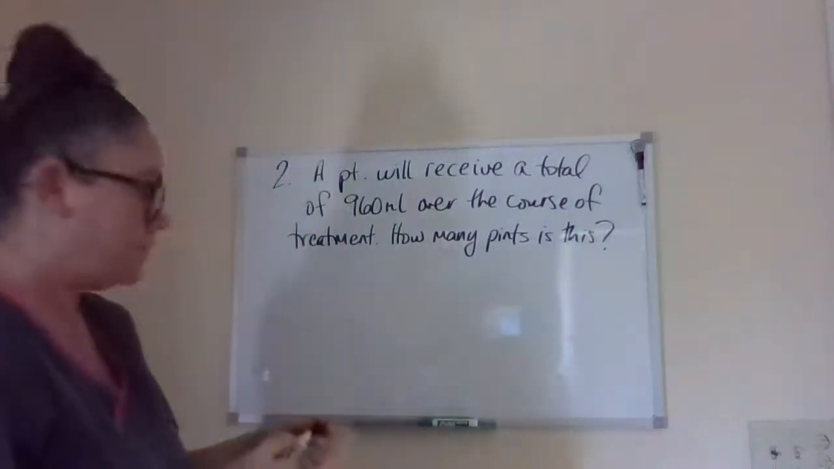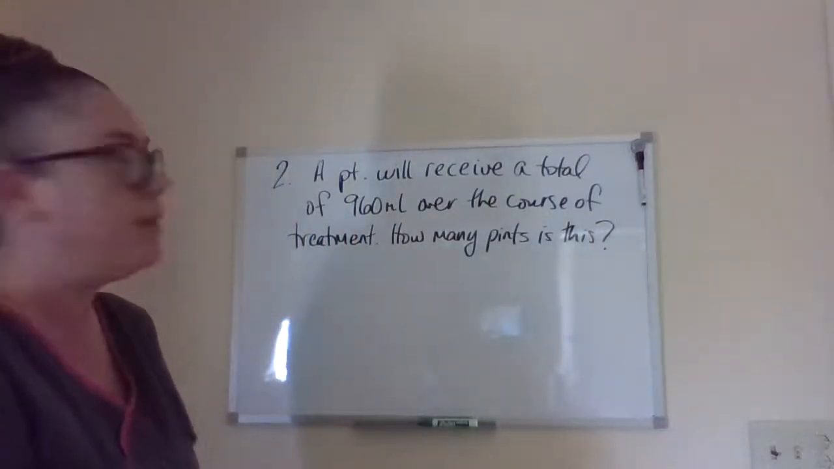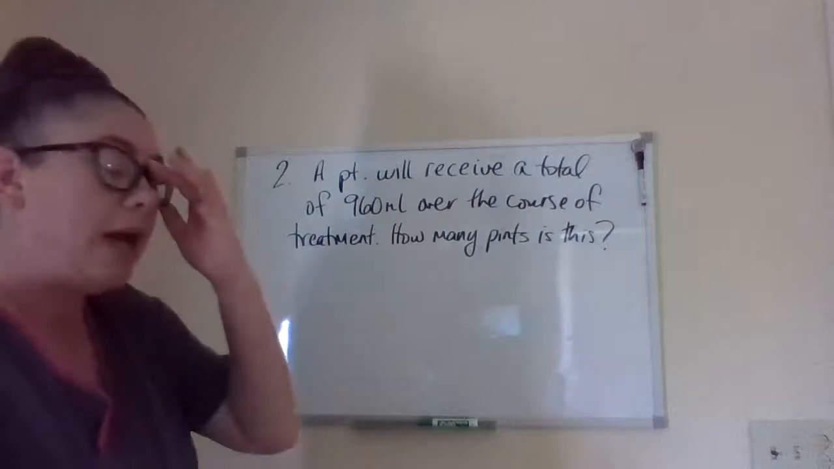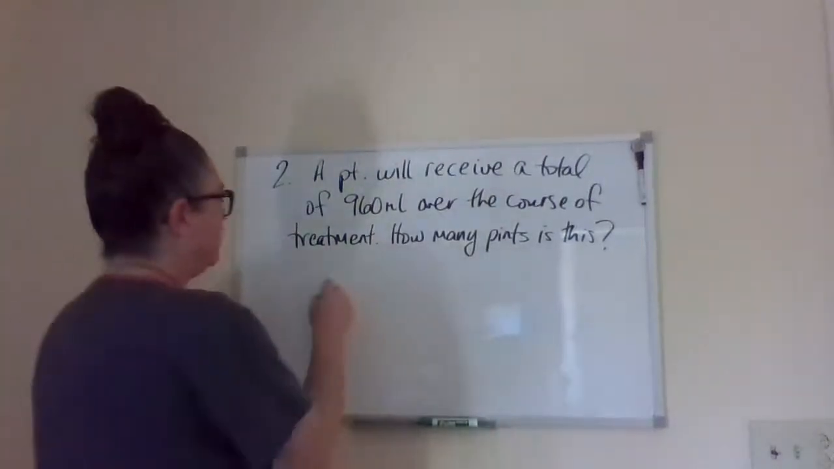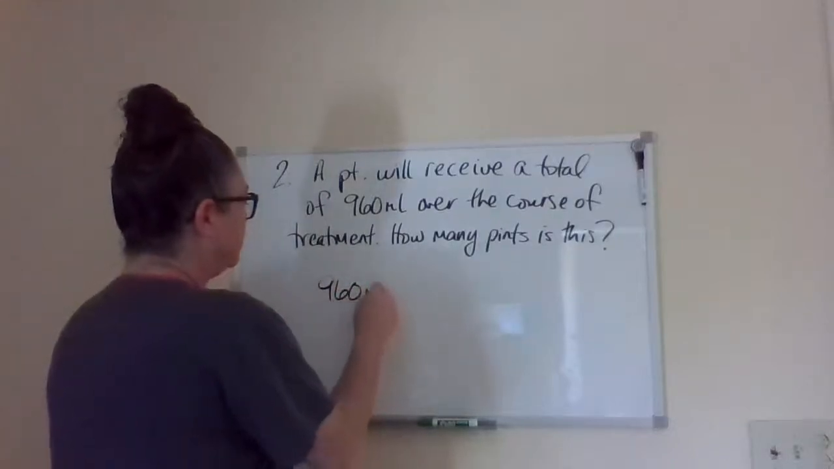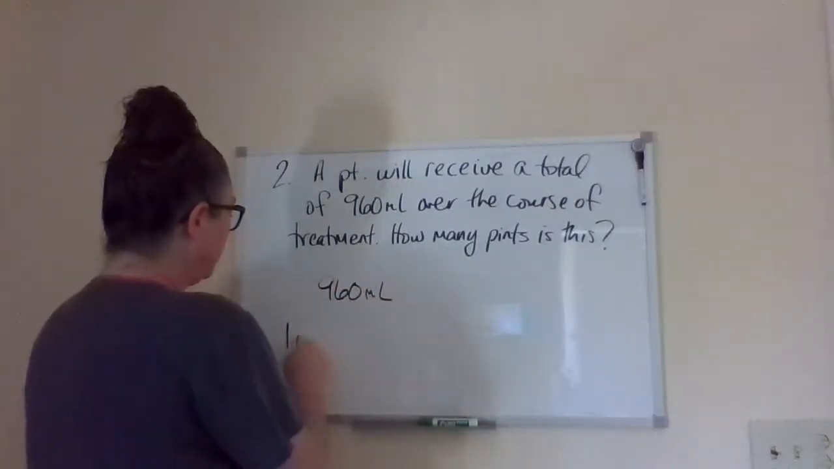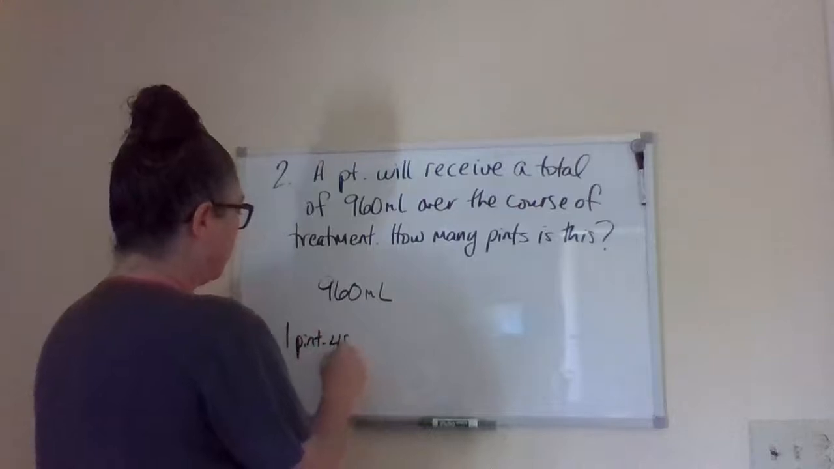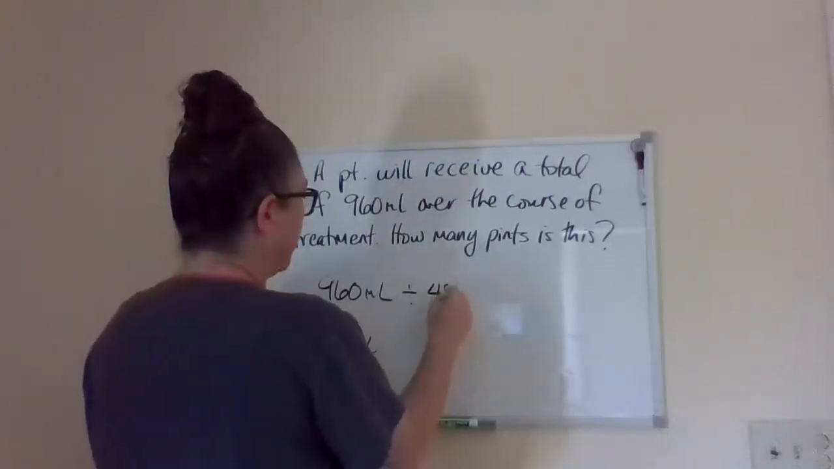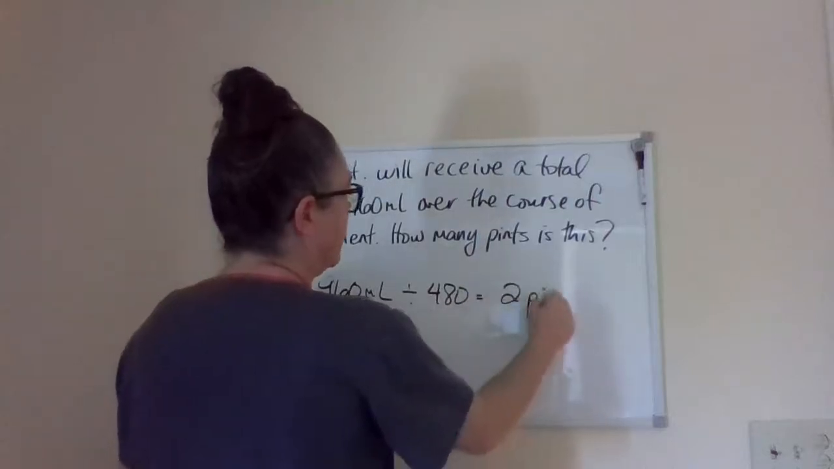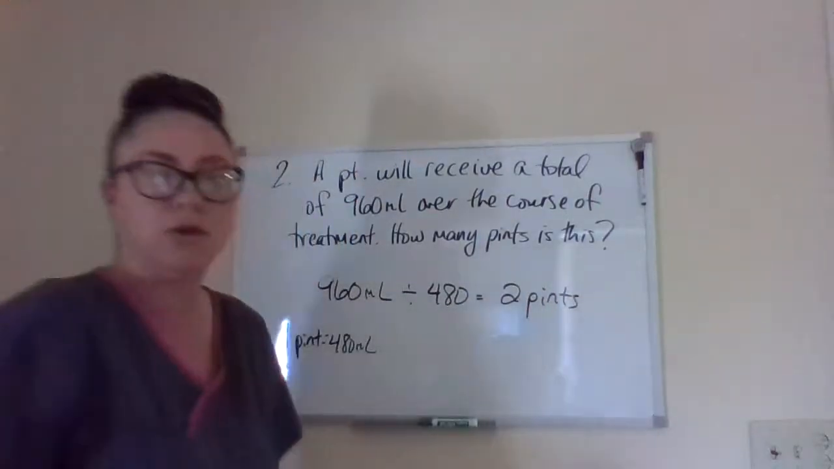A patient will receive a total of 960 mLs over the course of treatment. How many pints is this? It's the same thing, it's a unit conversion. So we have 960 mLs. From your sheet, you know that 1 pint is 480. So you're going to divide 960 by 480, and that gives you a total of 2 pints as your answer.